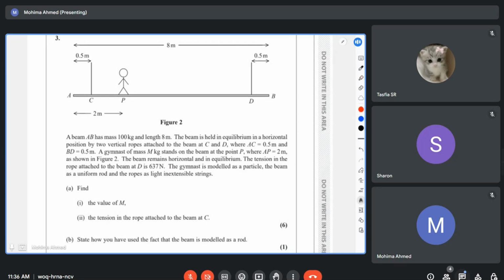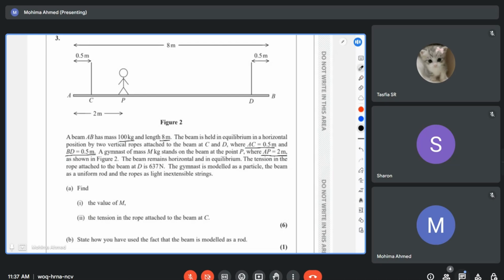Now, in this case, you have a beam AB of mass 100 g and length 8 meters. The beam is held in equilibrium in a horizontal position by two vertical ropes attached to the beam at points C and D, where AC is 0.5 meters and BD is 0.5 meters. A gymnast of mass m kg stands on the beam at the point P, where AP is again 2 meters. As shown in figure 2, the beam remains horizontal and in equilibrium.